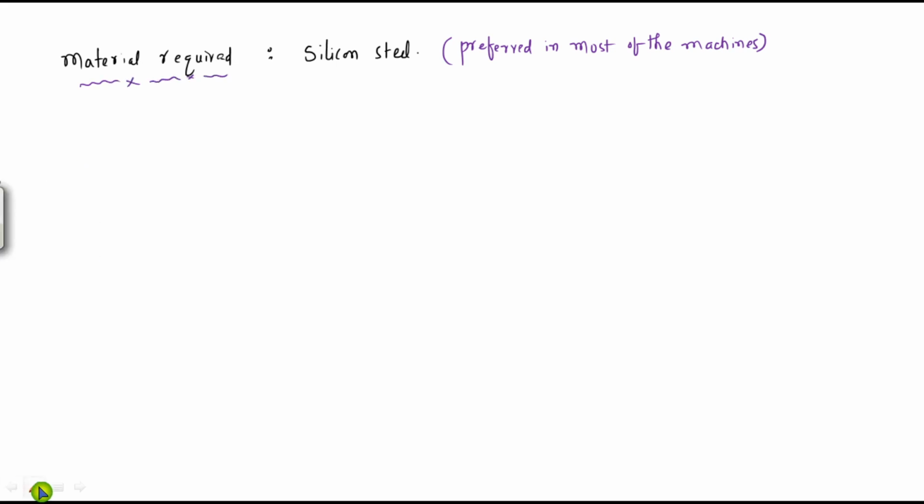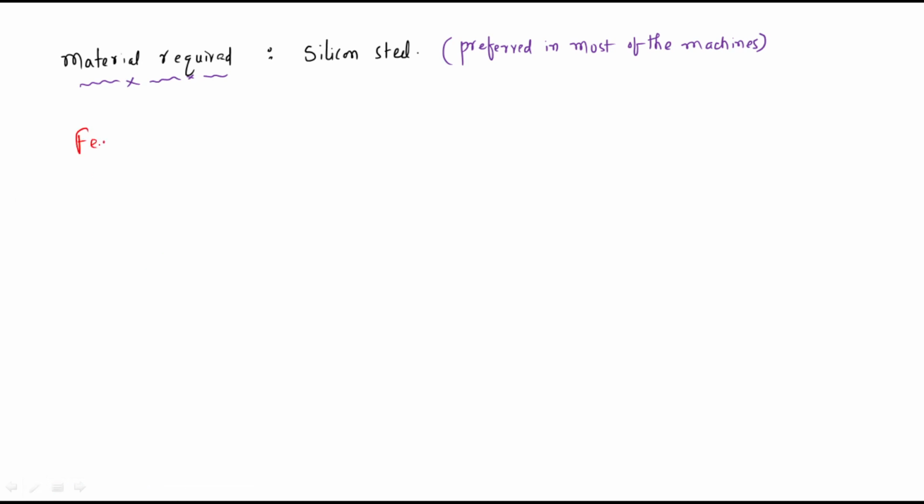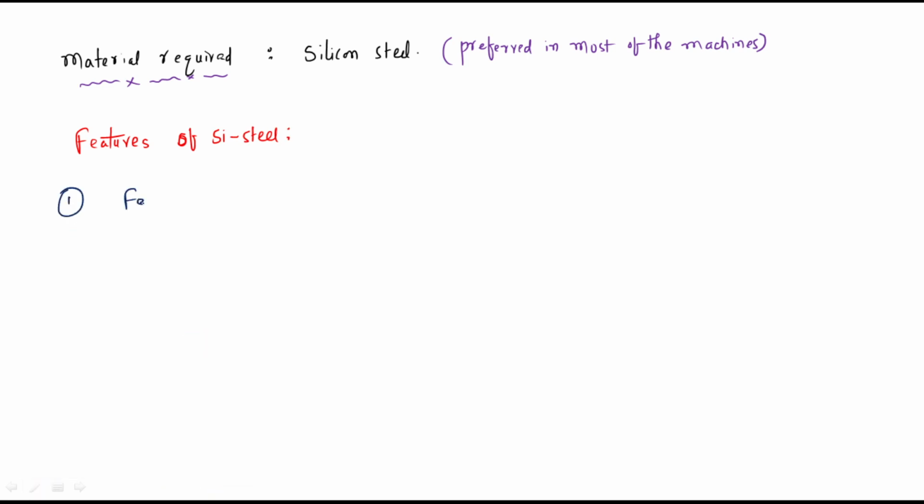For that we have to discuss some features of silicon steel. Why do we need silicon steel? Features of silicon steel. In that, the first one is it is a ferromagnetic material. For this type of material the hysteresis coefficient is very less. That's why we need silicon steel.